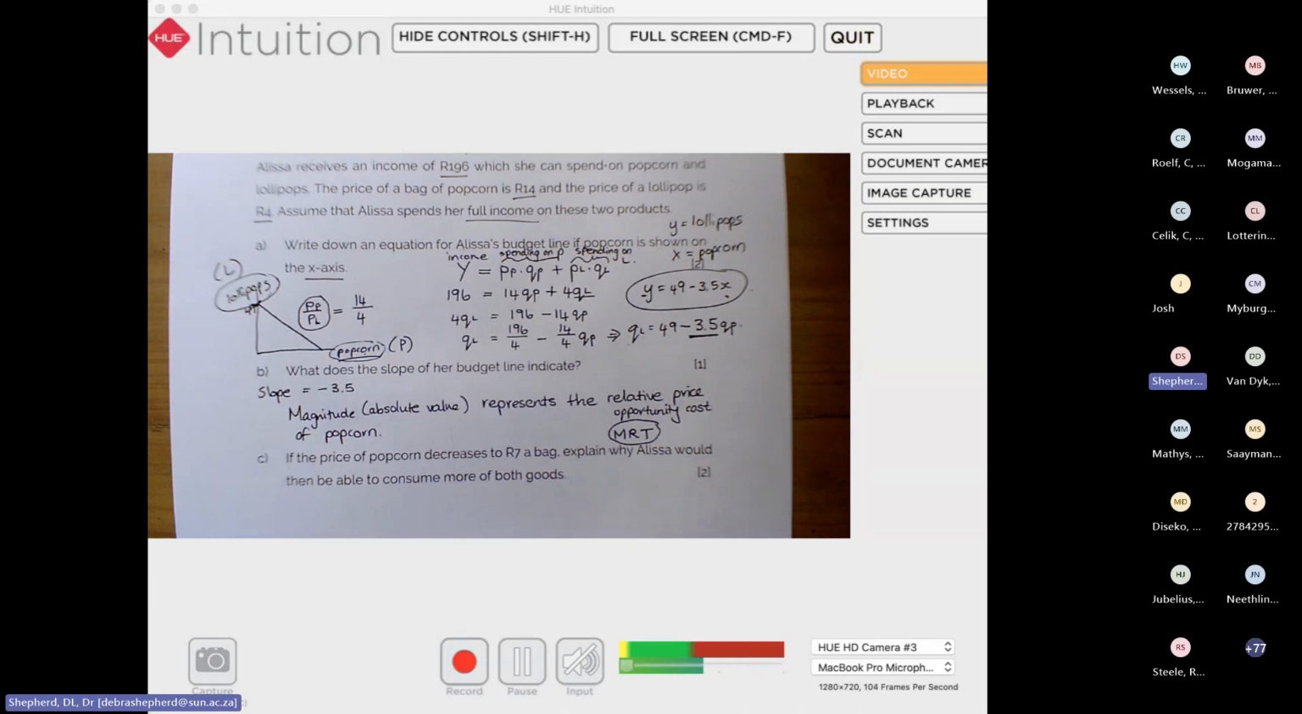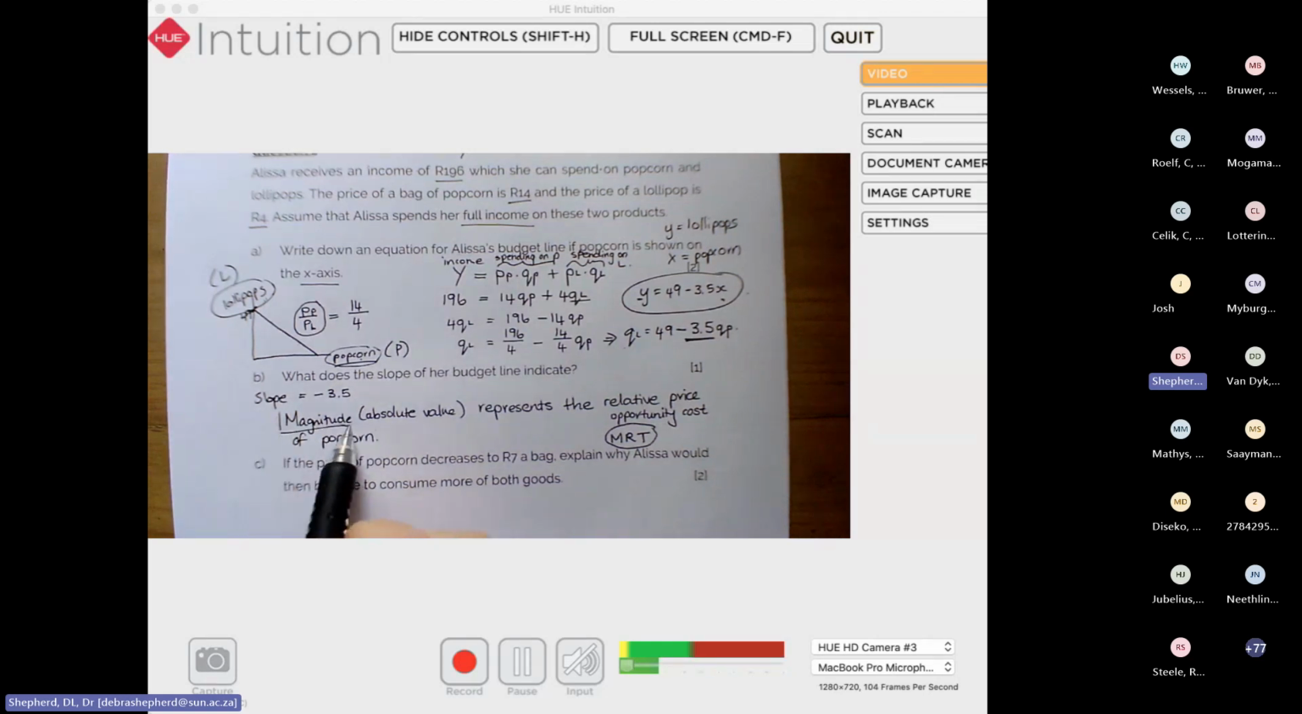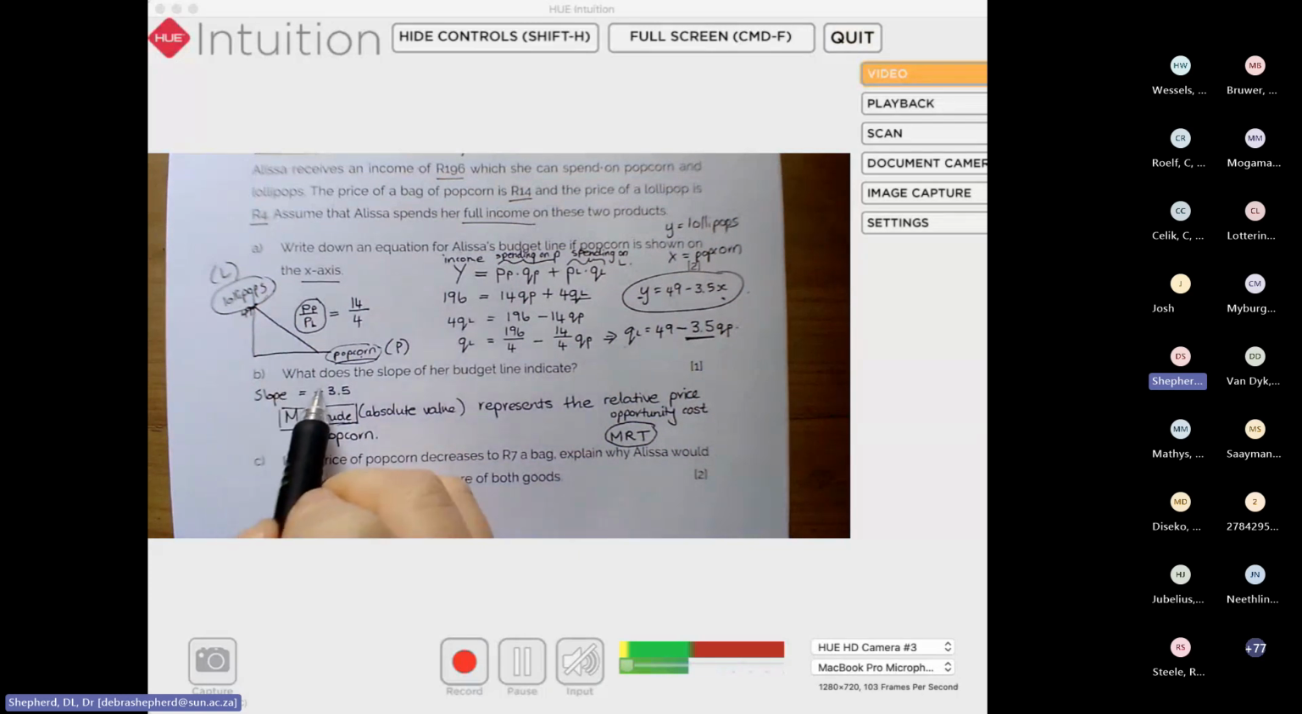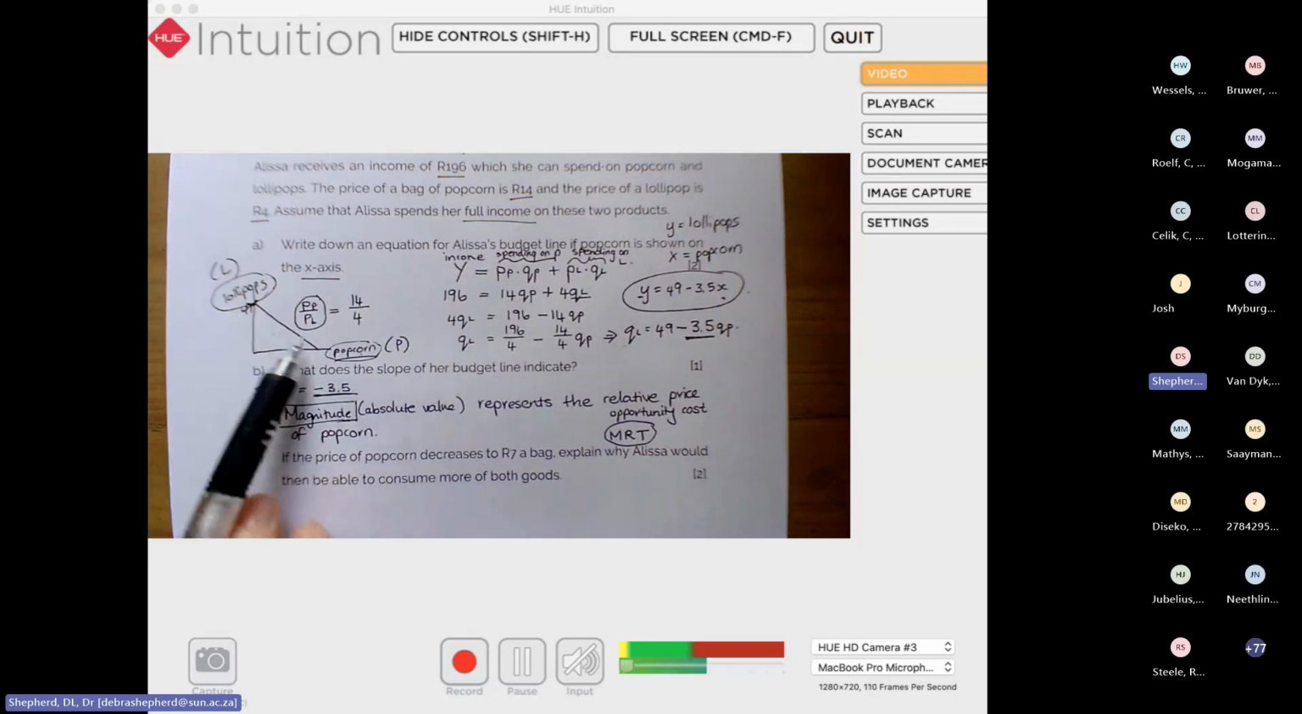So Ms. Brewer asked, so when it is a negative slope, we need to indicate minus before the value. Okay, so this is why I've been very specific and written down magnitude. So yes, the slope is a negative. So this is a minus 3.5. But when we interpret the slope of this line as a relative price or an opportunity cost or an MRT, these are all equivalents, we don't mention the negative.